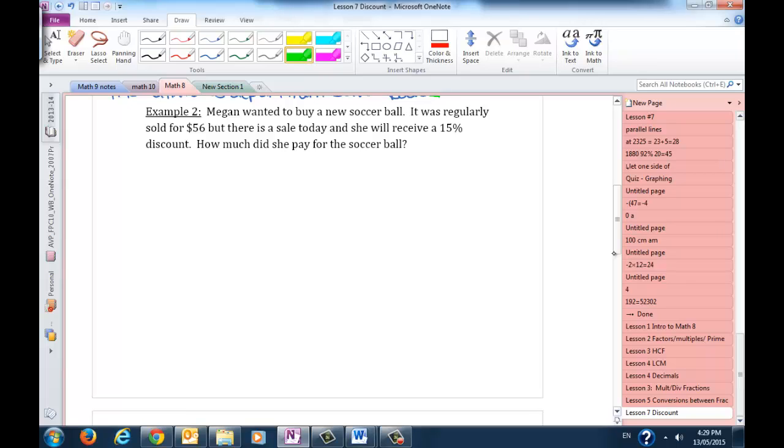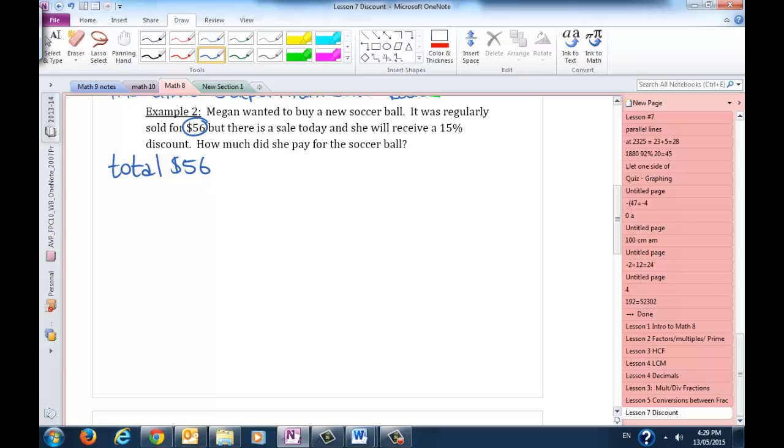Megan wants to buy a new soccer ball. It was regularly sold for $56, but there is a sale today and she will receive a 15% discount. How much did she pay for the soccer ball? So same as last time, I'm going to just list out what I actually have. Well, I know that it's regularly sold for $56. So the total would be $56.